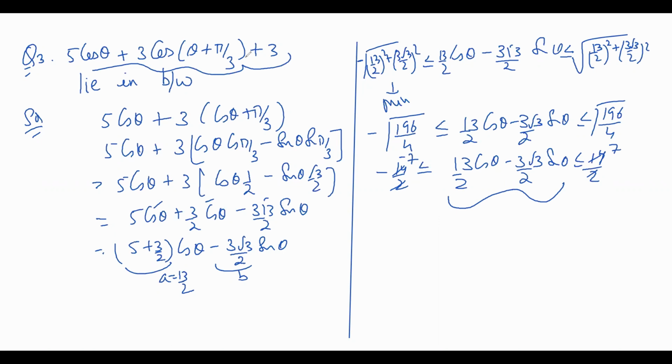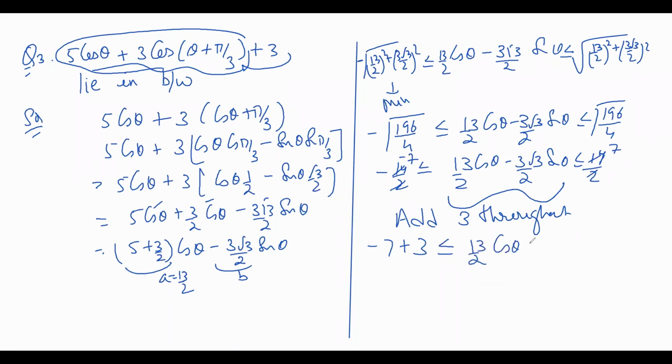But your question is this: you have to add 3. I have solved only this part, and your question contains plus 3 here. So that means add 3 throughout. And when you add 3 throughout, what do we get? So this is what this expression lies in between. My expression lies in between two values, and those are 4 and 10.